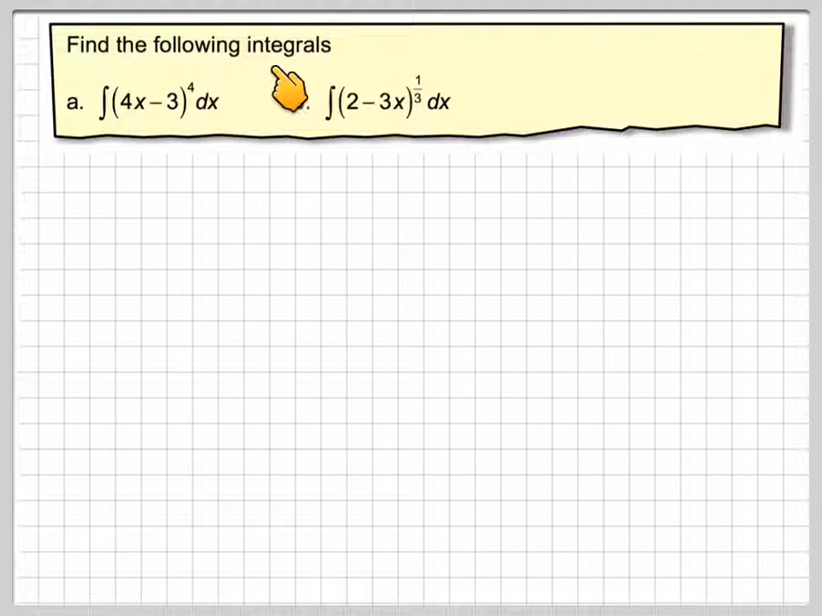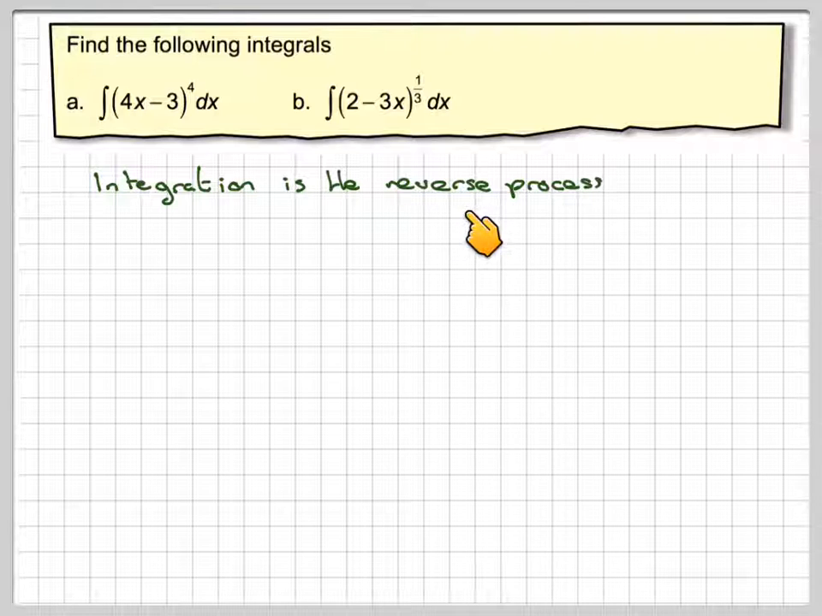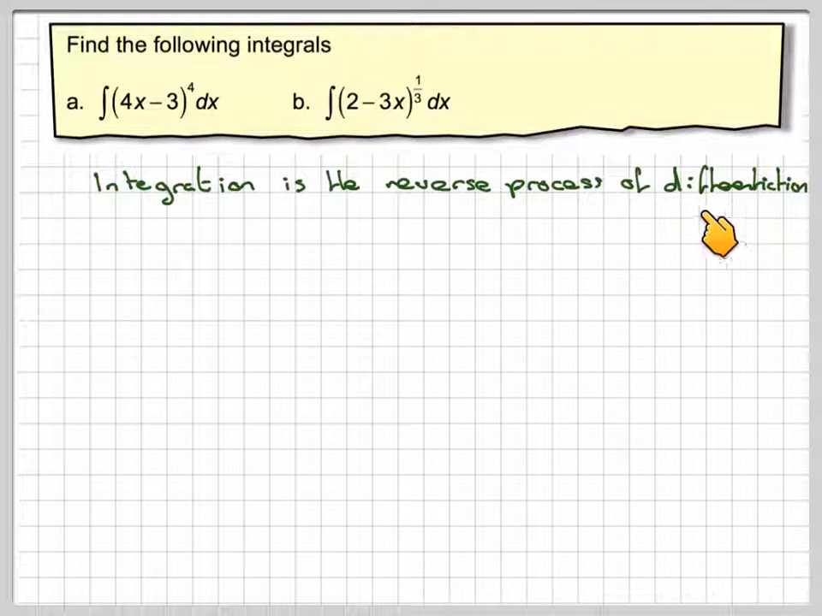Find the following integrals. So we've got the integral of (4x minus 3) to the power of 4 dx and the integral of (2 minus 3x) all to the power of 1/3 dx. Okay, what we've got to remember is that integration is the reverse process of differentiation, and we can use this idea that it's a reverse process to find the actual integral of integrals like this.